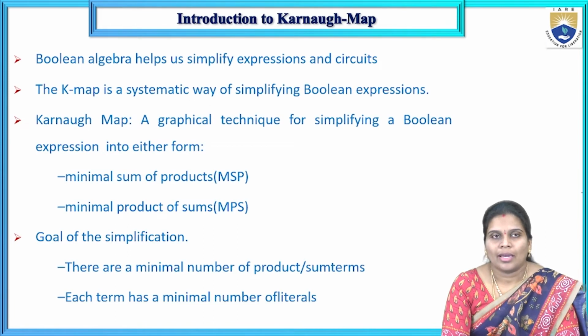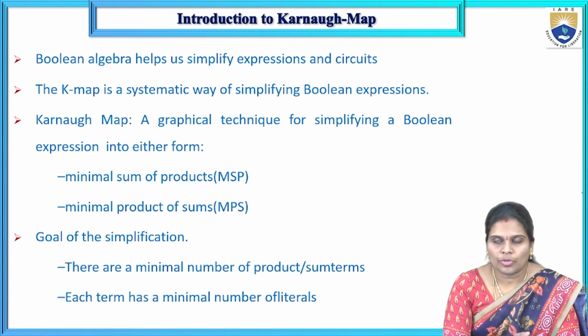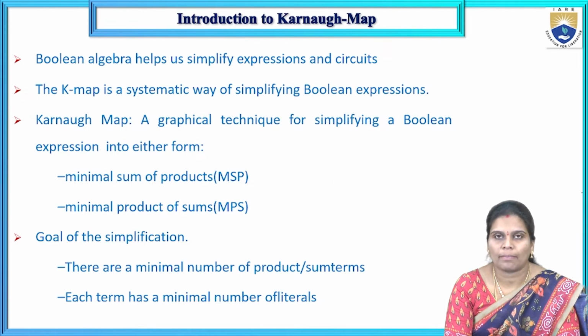Generally, we take any Boolean expression. Using Boolean algebra, we simplify the expressions and the circuits, using some theorems and properties. After that, we want to simplify the Boolean expressions and reduce the literals. So we use the K-map method, that is the Karnaugh method.